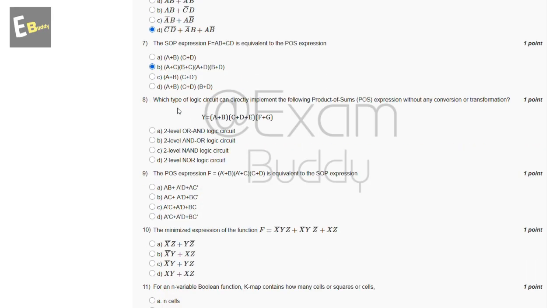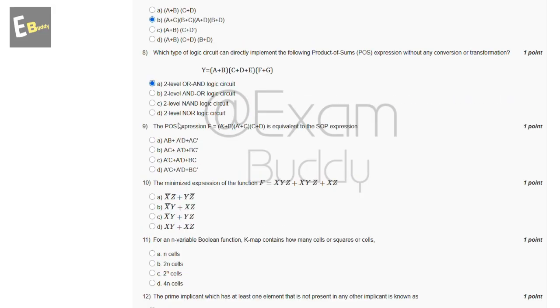Now the eighth question is which type of logic circuit can directly implement the following product of sum expression without any conversion or transformation. So these are the options and the answer of the eighth question is A, two level OR-AND logic gate. Now the ninth question is the product of sum expression f is equivalent to the sum of product expression. So the answer of the ninth question is C.